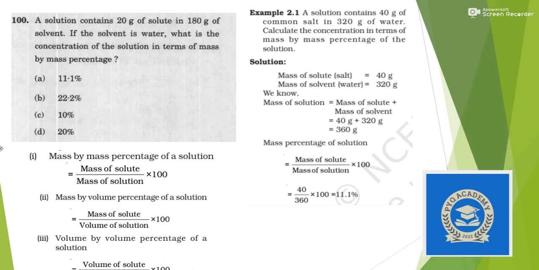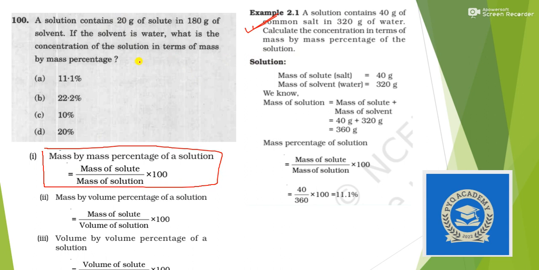A solution contains 20 gram of solute and 180 gram of solvent. If the solvent is water, what is the concentration of solution in terms of mass by mass percentage? The mass by mass percentage formula is directly given in NCERT. You can see this, and one similar example is also given. If we have done the numerical examples of the NCERT, you will find it easy to solve these problems in the exam. So let's solve it.